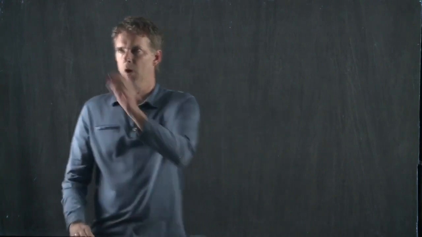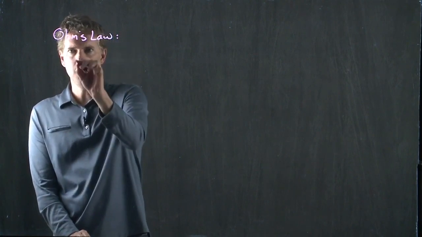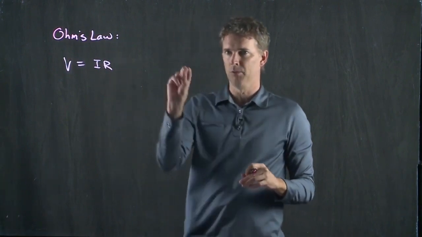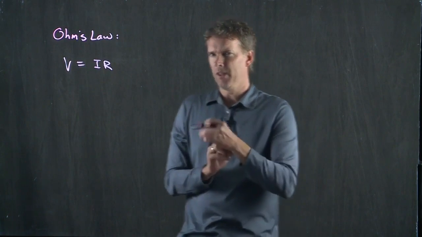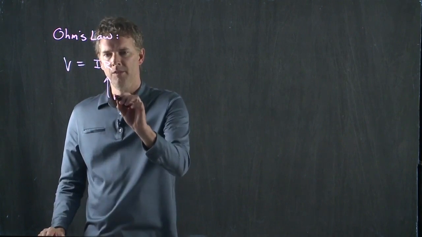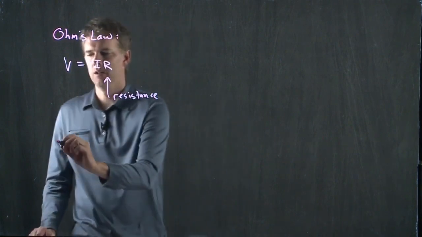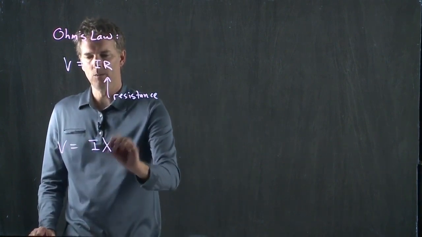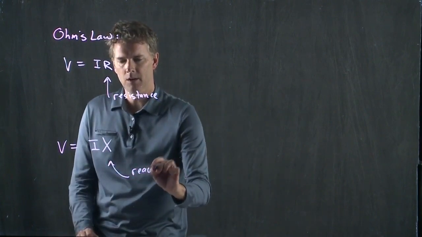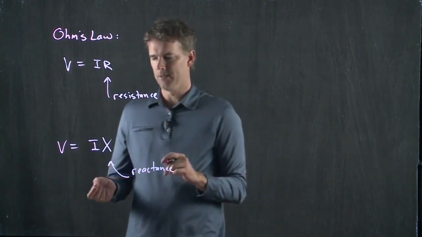When we mentioned Ohm's law, we had the following. V equals IR. Okay? Voltage is current times resistance. But now with inductors, and indeed with capacitors, we're not going to use resistance. We're going to use something called reactance. And reactance you write with an X. Okay? And this is either the reactance of a capacitor or an inductor.